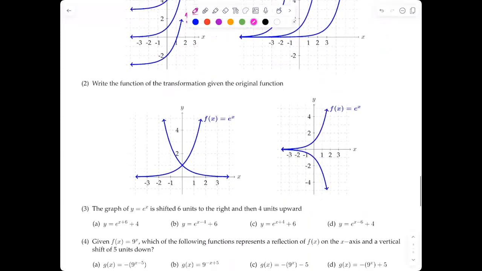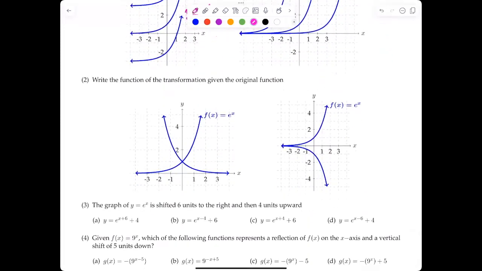Okay. Now, number 2, reflections with respect to the y-axis. For a reflection with respect to the y-axis, the x value gets changed. So positive x changes to negative x, and negative x changes to positive x, because it affects the x value. So you write y equal to e to the negative x.